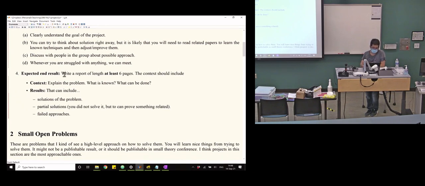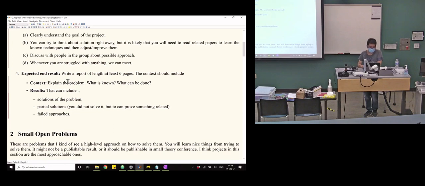And the end result is going to be some report. It should be at least 6 pages, just to make sure that you spend some time and have thought about something, but it can be longer, it can be a real paper. That would be perfect, right?